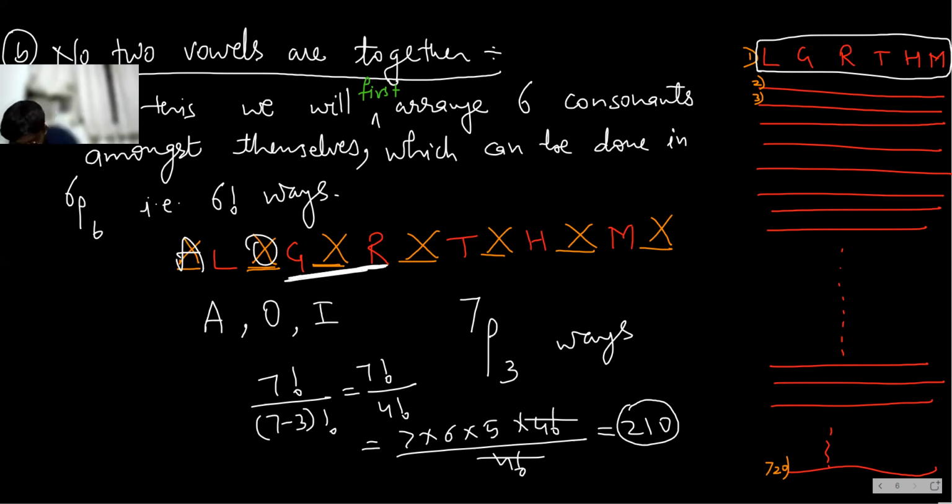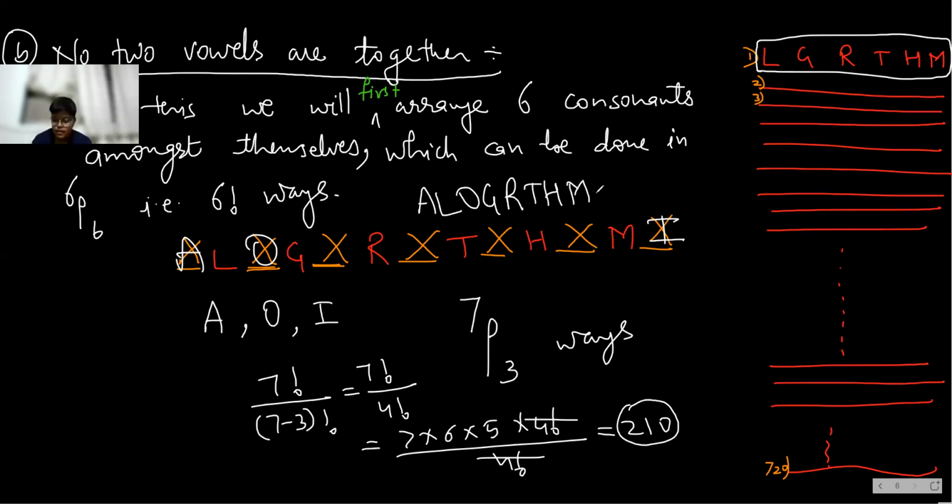जैसे यहाँ पे तुमने क्या किया है? यहाँ पे तुमने L और G के बीच में O रख दिया है, तो L और G के बीच में O दिखेगा. यहाँ पे अगर समझो तुमने I रख दिया, तो क्या होगा? तो G, R, T, H, M सब साथ में दिखेंगे. और वो अरेंजमेंट फाइनली कैसा दिखेगा? वो ऐसा दिखेगा: A, L, O, G, R, T, H, M, I.